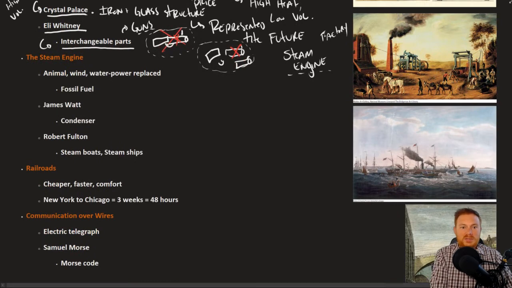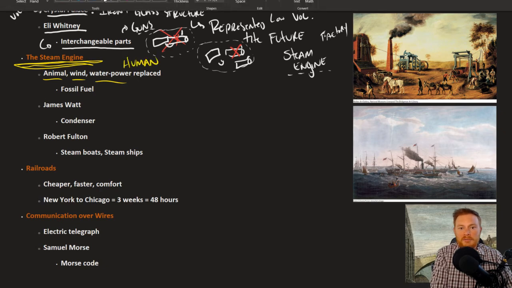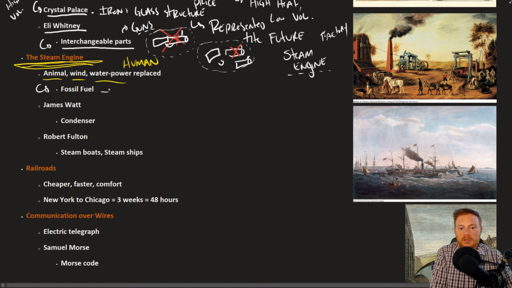Like we mentioned before, the steam engine is probably the most important technology when it comes to the industrial period. Animal power, wind power, water power, we might also put human power, was all replaced essentially by fossil fuels. Initially coal is more or less the main engine of the industrial period. A little bit later on, oil and petroleum. That doesn't come till a little bit later, but first coal, then petroleum.